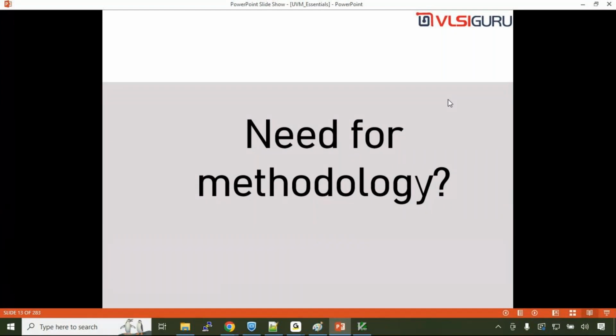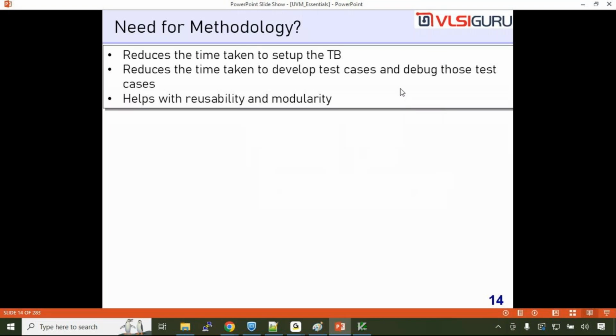It helps us do more things with less effort, because a lot of things are already present in the language itself, in the methodology itself. You don't have to redo them. So now let's understand the need for methodology. It reduces the time taken to set up the test bench, and reduces the time taken to develop test cases and debug those test cases.